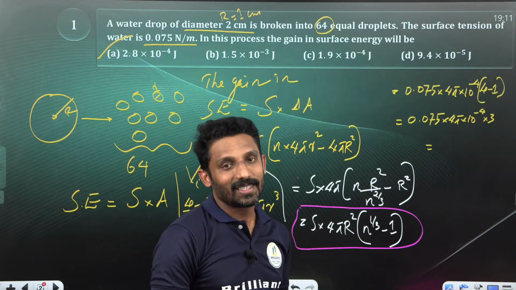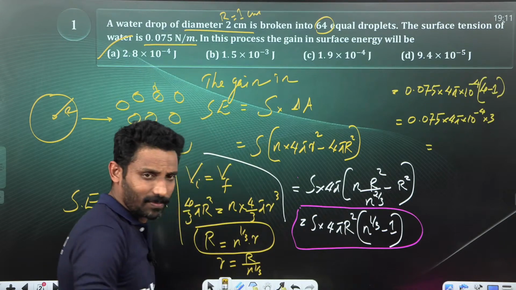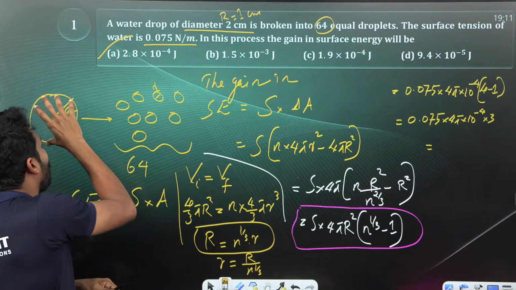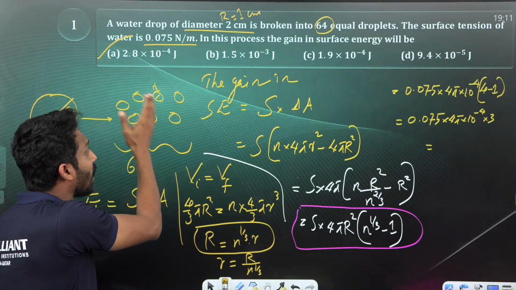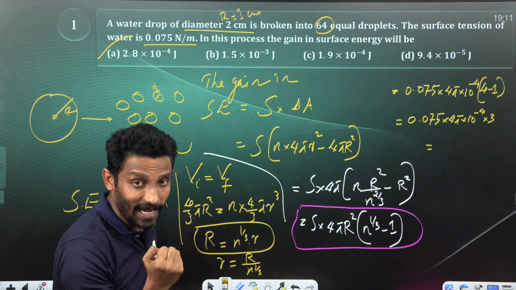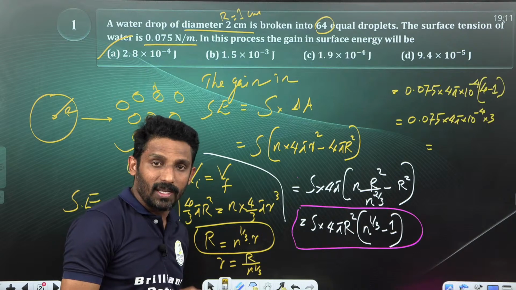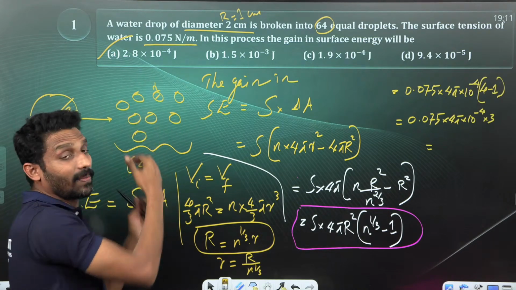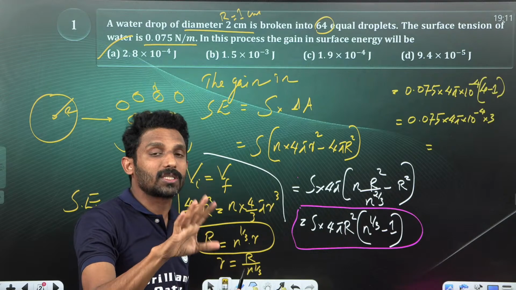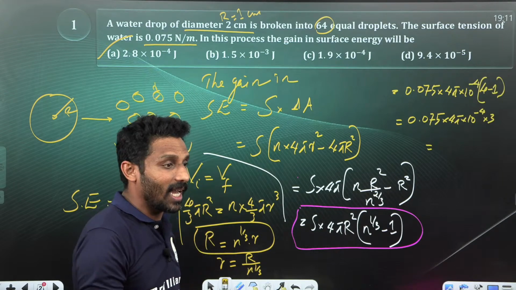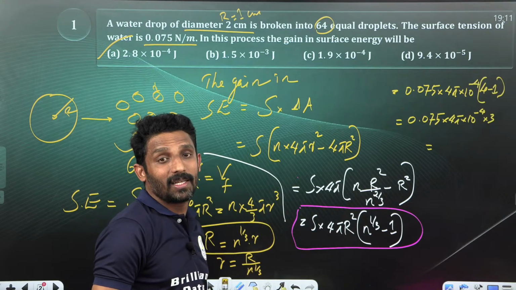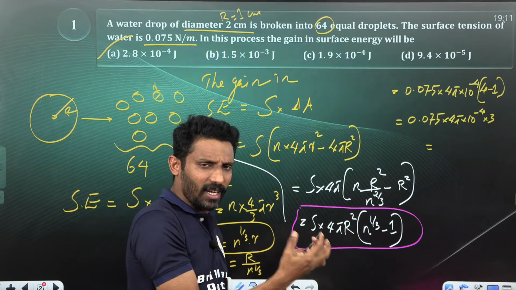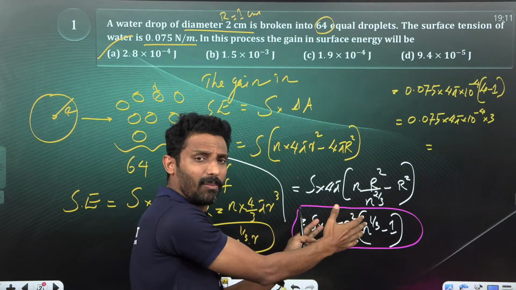Yes, that is the answer, option A. So keep this in mind: in this context, a bigger drop splitting into tiny ones means energy is gained. Now this is the formula. In the opposite case, coalescing, energy is lost, and we can use the same formula. Energy lost or energy gained, we will have the same magnitude.